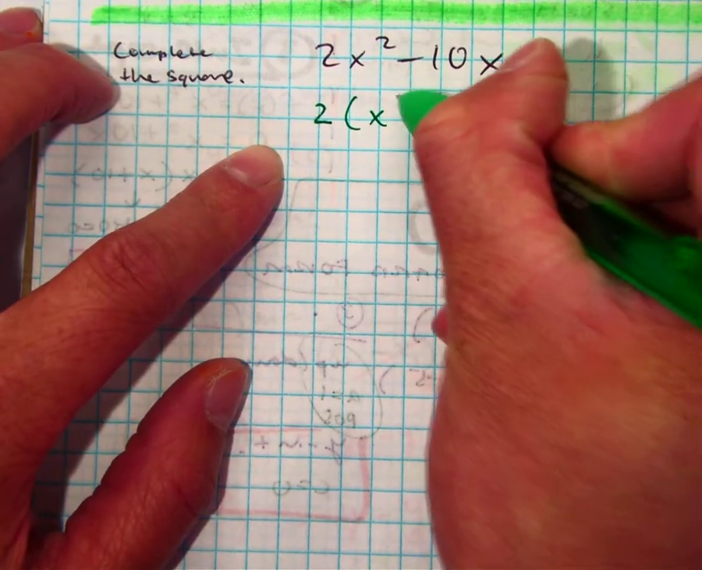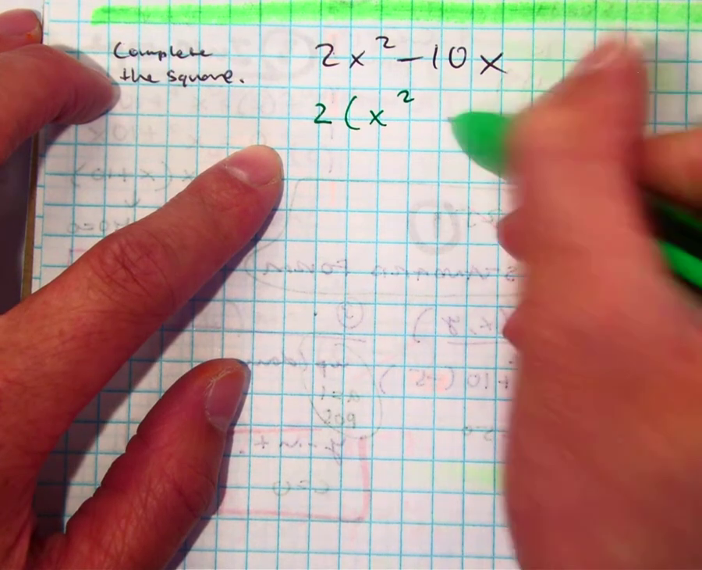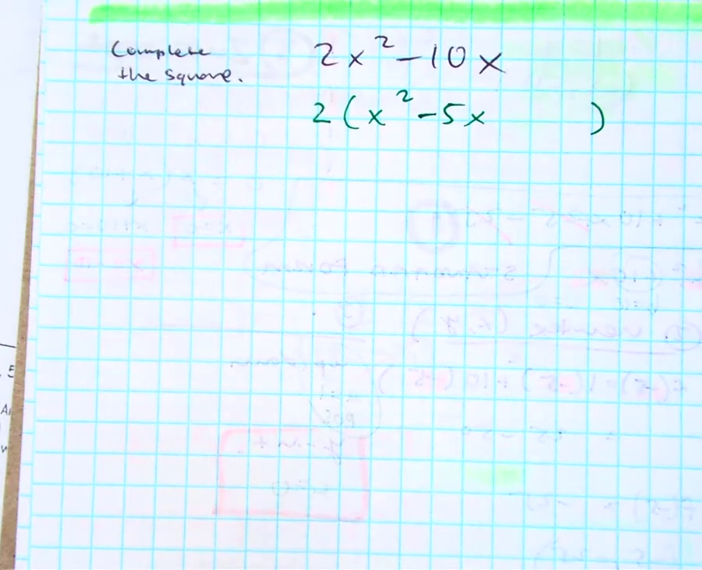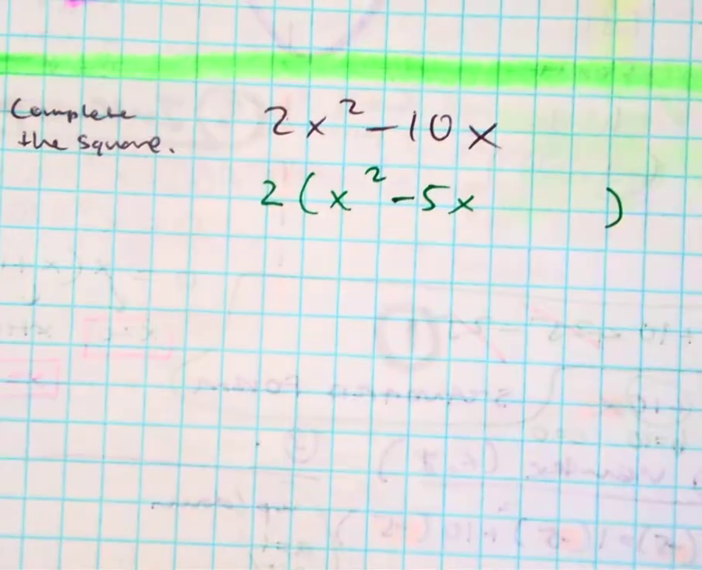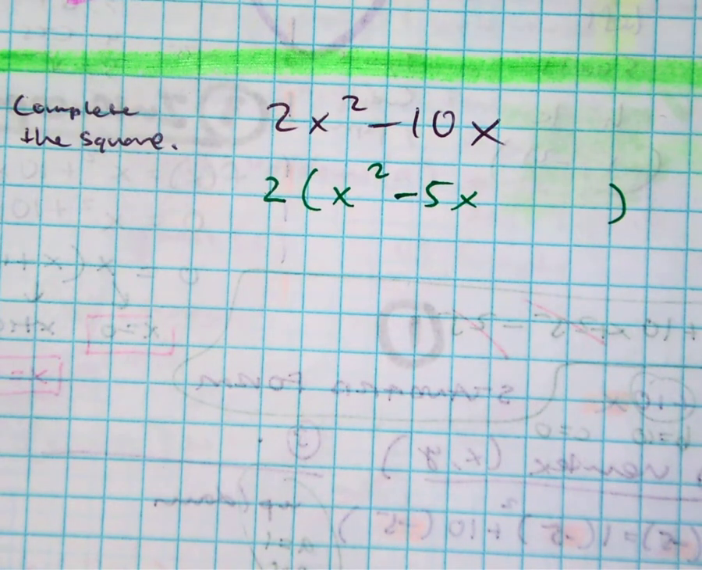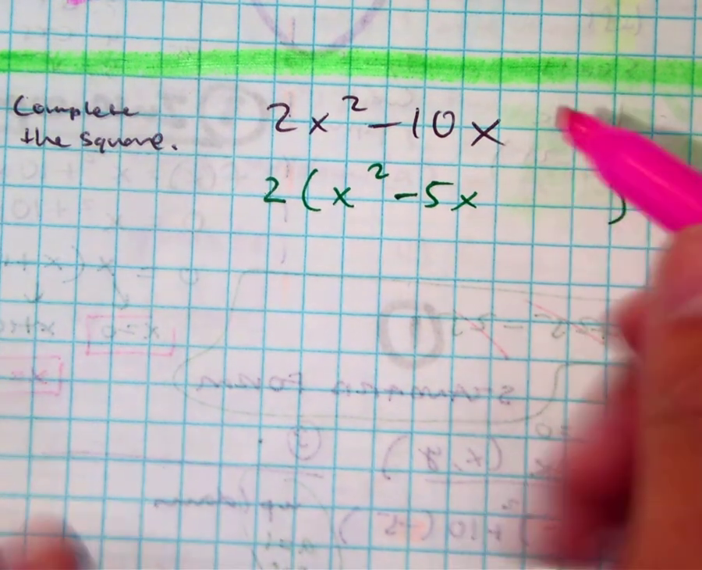The first thing I'm going to do is factor out a 2. So completing the square works best when your a value is equal to 1, but here we have a equals 2, so it's not going to be fun. The next thing I need to do is I need a number here.